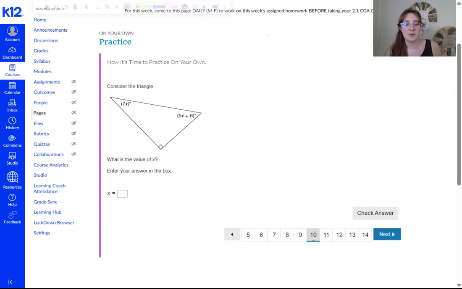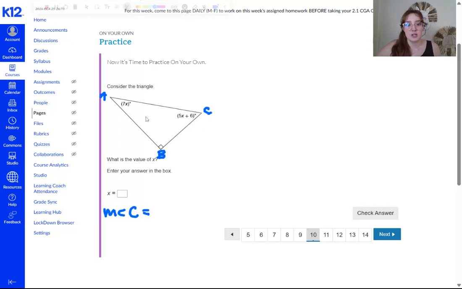Hi guys, we're looking at 2.1, solving angles with triangles when we've got some binomials or extra terms, extra information. In this example, we're asked to just find the value of x. We're going to take it a step further in the video. We're going to first label these triangles, and also find the measure of angle C in addition to solving for x. We're going to go through this together.